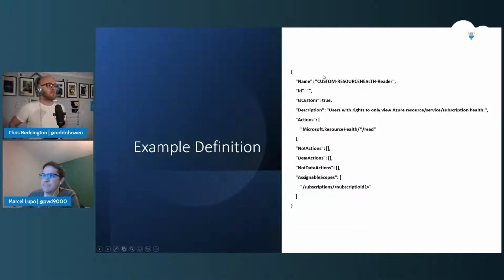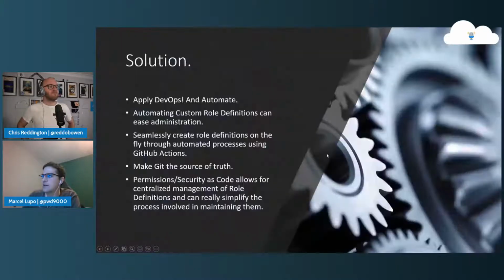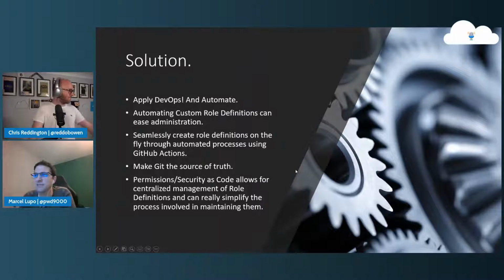Now, if you start creating many of these JSON objects, you can imagine maybe you have PowerShell or scripts, you're going to end up with so many of these, and you'll probably lose track of it, to be honest, because it's quite granular. Now, the solution to this is to basically apply DevOps and automate. So you can automate custom role definitions, and it will ease the administration quite a bit. You can seamlessly create role definitions on the fly through automation processes like using GitHub Actions, which I'm going to show you how to do.